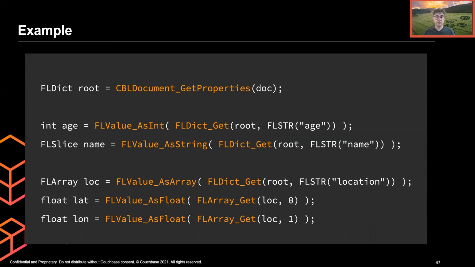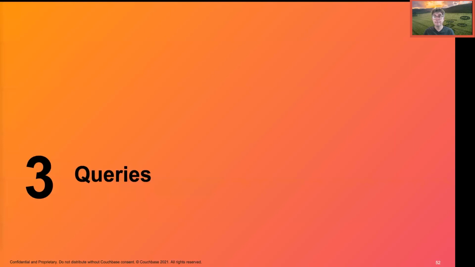Similarly, we can get a string from that dictionary, pass in the name key, and get back a value that we then extract a string from. And again, if it's not a string, it'll end up being null. And then we get sub-dictionary location, or an array, location, and we get latitude and longitude numbers out of that. So it's verbose, but it's a pretty clear API to use once you get the hang of it.